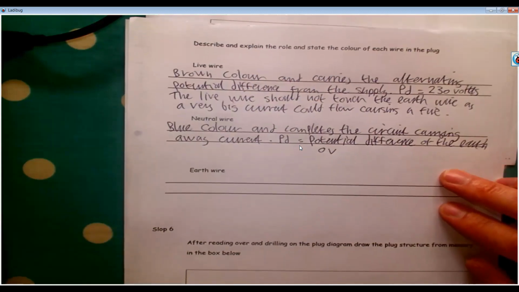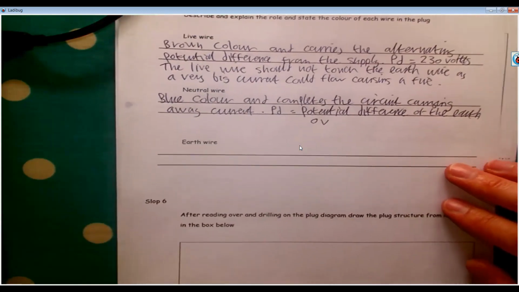What about the earth wire then? Very important wire in a plug.